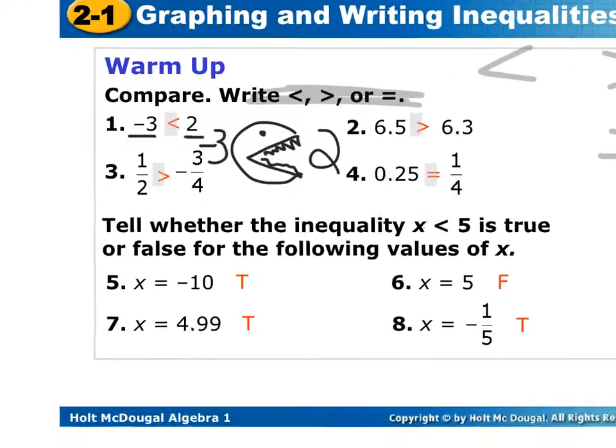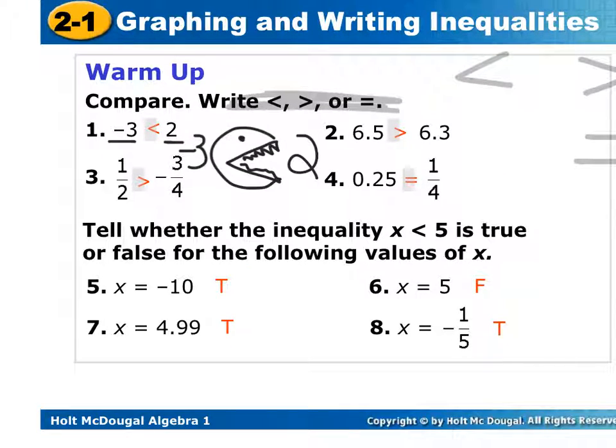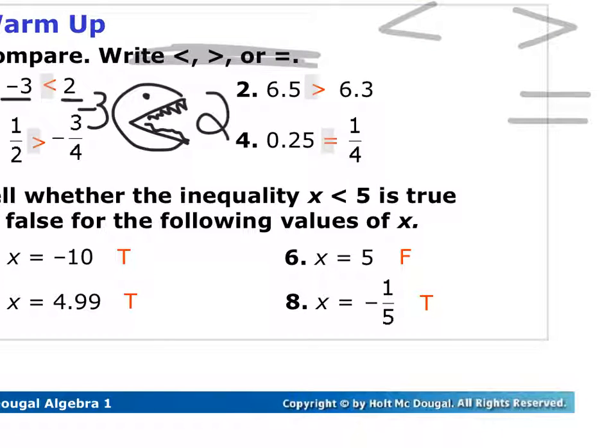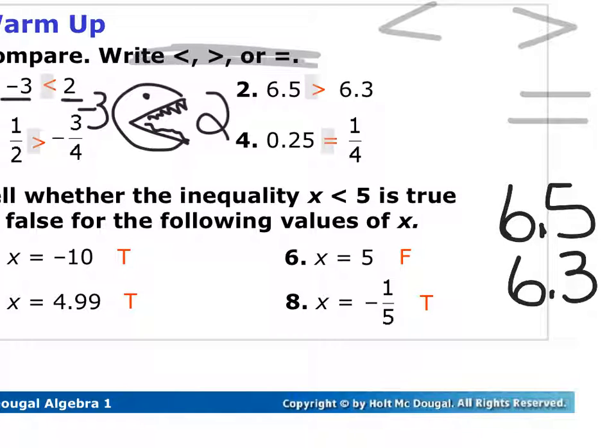Okay, so here, whenever you're comparing decimals, like on number 2, we're going to compare 6.5 and 6.3. If you wanted to line them up like this, let's say you didn't see it right away, notice the 6's are the same, can't compare there, but now we're comparing the 5 and the 3. And then the 5 is obviously larger, so 6.5 is greater than 6.3.